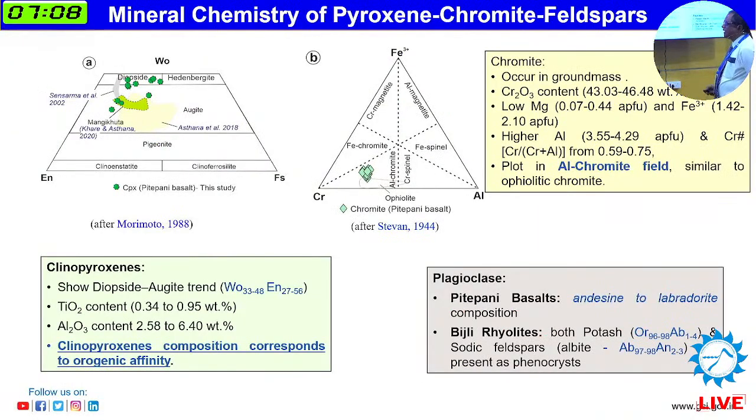On mineral chemistry, in the basalts we have some clinopyroxenes which show a trend from diopside to augite, with low TiO2 content and moderate Al2O3 content. Though many have worked on this previously, in this work we have also found the presence of chromite in the groundmass of the basalts, and we have done some study. These are mostly aluminous chromites.